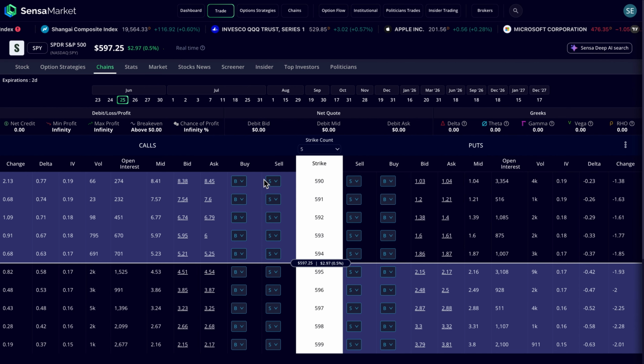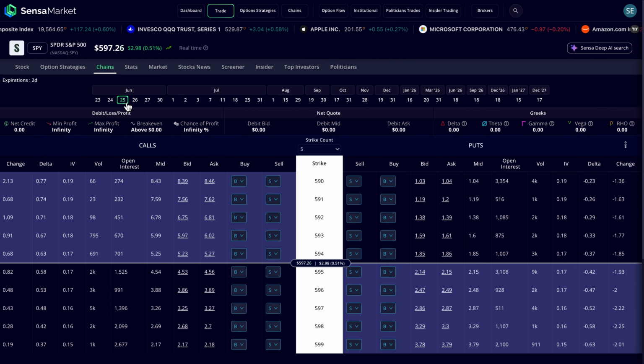Now let's look at a real example. The expiration date I'm viewing here is June 25th. So if I were to buy a SPY call contract with a $594.28 strike, and the current price is $594, then I need the price to rise above $594 by June 25th to be in the money.